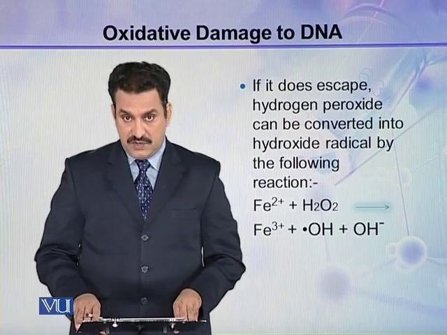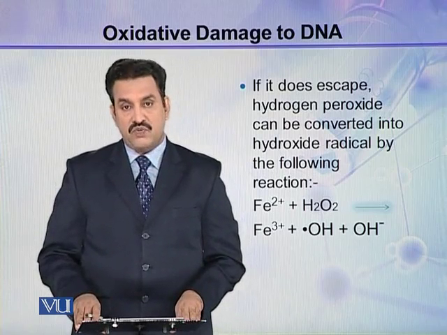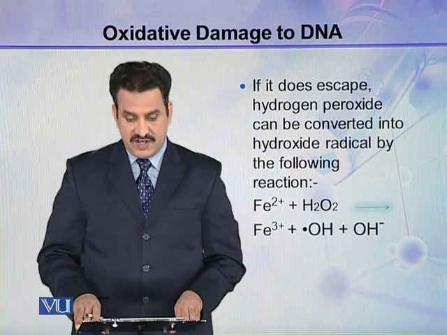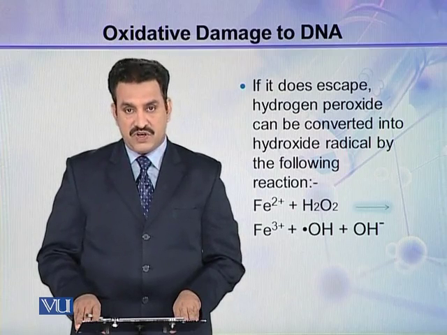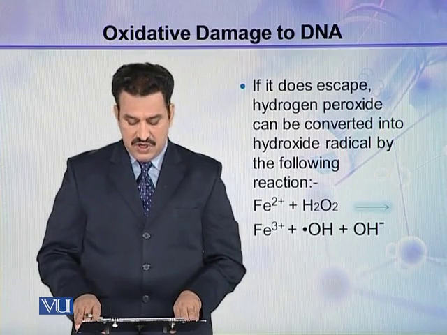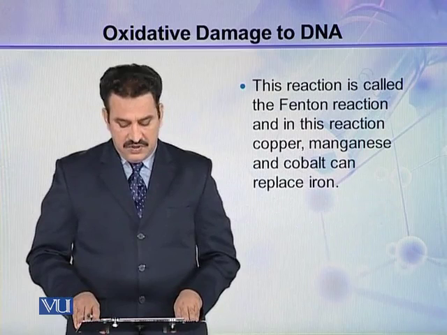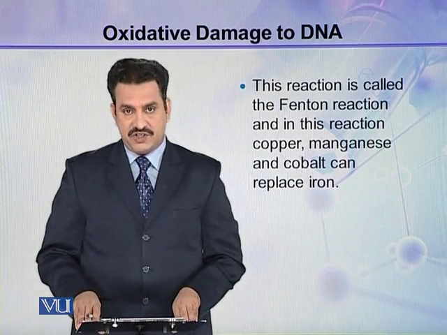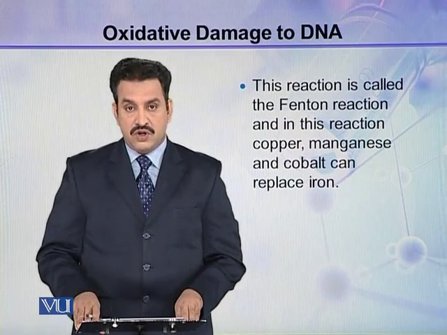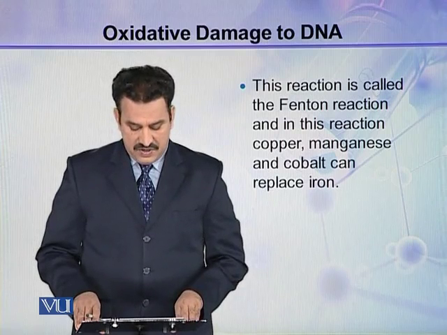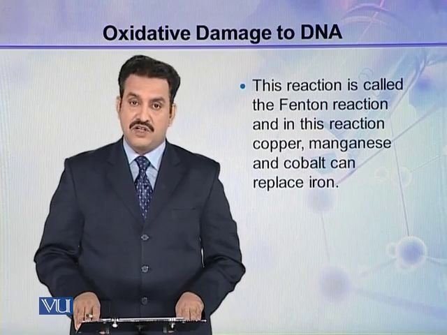If it does escape from these enzymes, hydrogen peroxide can be converted into hydroxyl radicals by the following reaction, in which iron and hydrogen peroxide react to produce hydroxyl radicals. This reaction is called the Fenton reaction, because Fenton was the scientist who discovered it. And in this reaction, instead of iron, sorry, copper, manganese and cobalt can also be used.